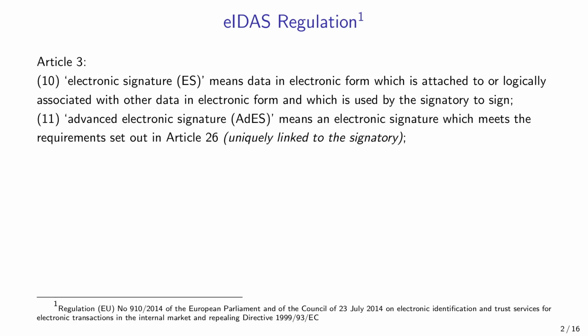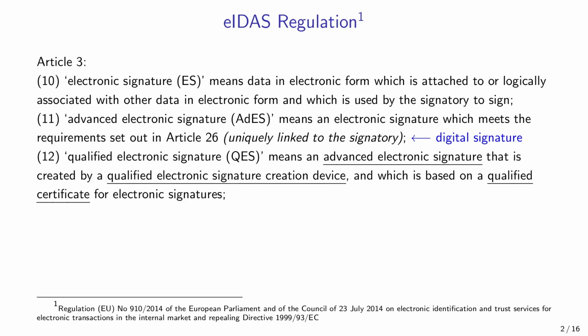The eIDAS defines something more advanced, which is called advanced electronic signature, which means an electronic signature which meets the requirements set out in Article 26. To summarize, the requirement is that this signature has to be uniquely linked to the signatory. Now, this type of electronic signature actually requires the use of public key cryptography because in reality, it is very hard to achieve this property without the use of cryptography. So, this advanced electronic signature is what is usually meant by the term digital signature. It is an electronic signature which uses public key cryptography.